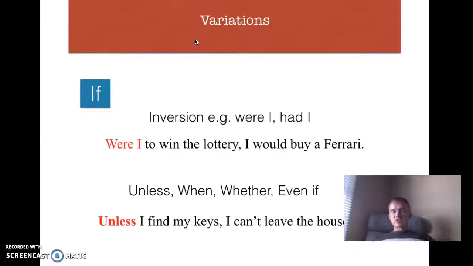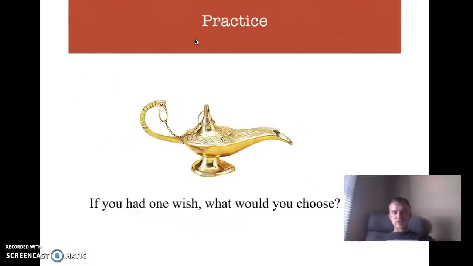Okay, why not try them out in your papers, particularly in the analysis sections when you're analyzing a quote or some evidence. It's good to use them around then. And if you want, you can finish up by trying to answer this question. Okay, best of luck with your conditionals.